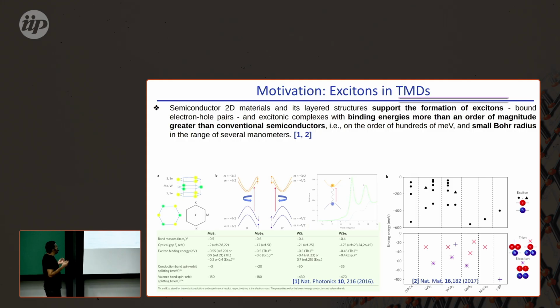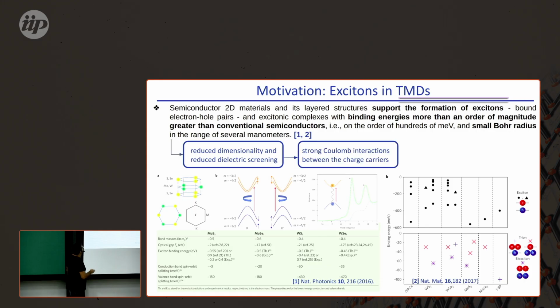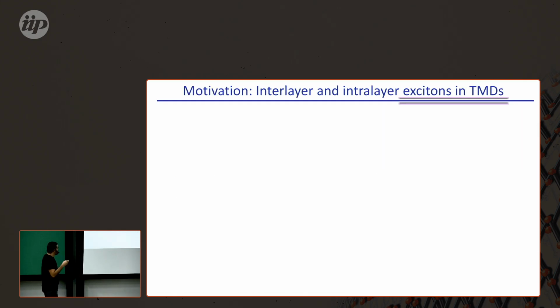And why do those TMDs host excitons with very strong binding energy in comparison to semiconductors? It's because they have reduced dimensionality and reduced dielectric screening. This screening is inversely proportional to the Coulomb interaction. So there is a strong Coulomb interaction that in turn leads to a strong exciton effect. Okay, so I'm just talking about excitons in monolayers, and let's complicate this system more.